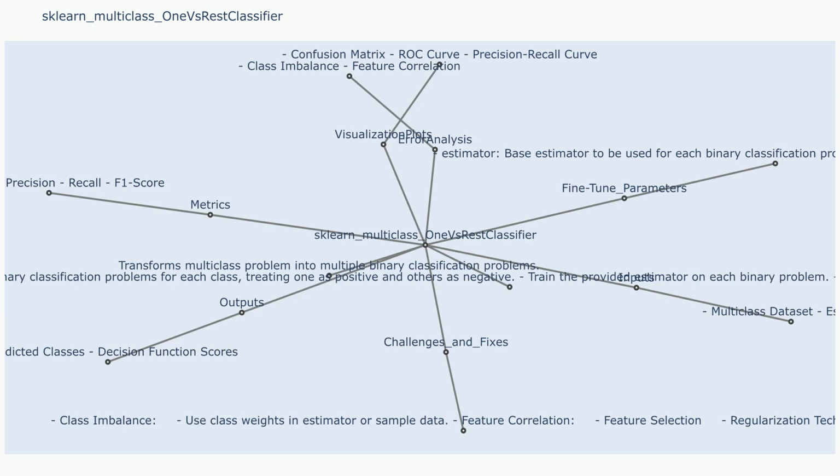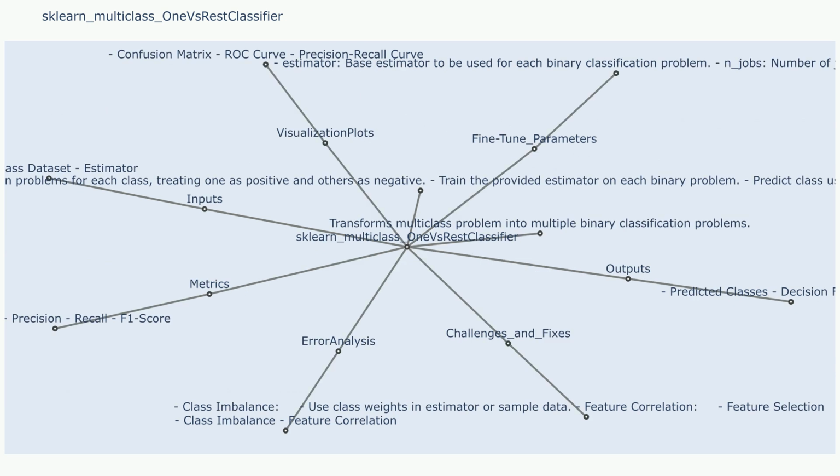Inputs: X, the feature matrix or array, where each row represents an instance and each column represents a feature. y, the target labels or array, containing the true class labels for each instance. Outputs: model, a trained OneVsRestClassifier object that can be used to predict class labels for new data. Predictions: predicted class labels for new data instances.